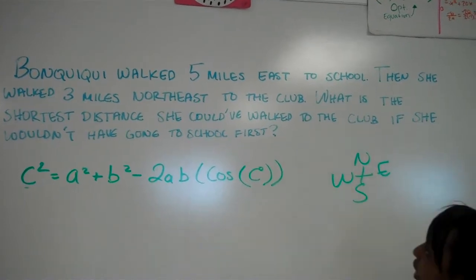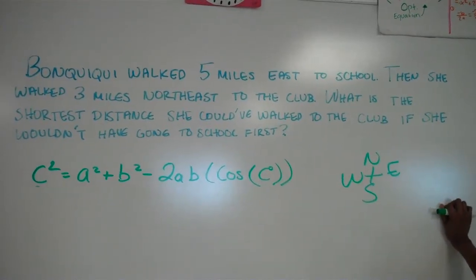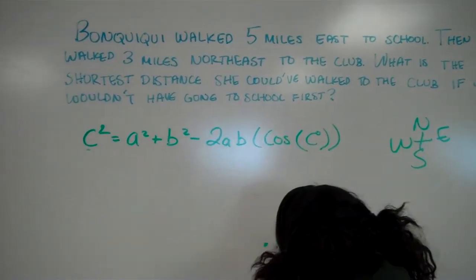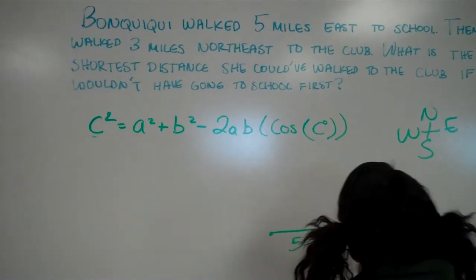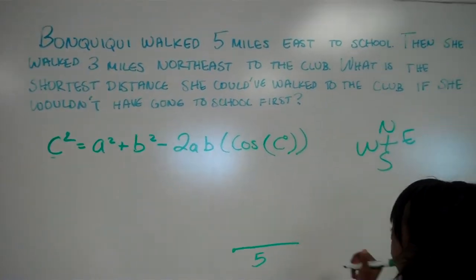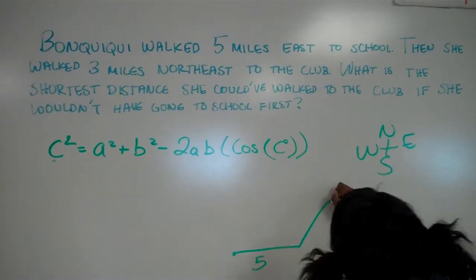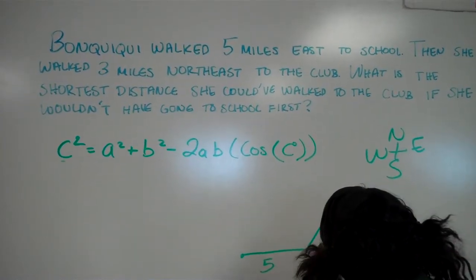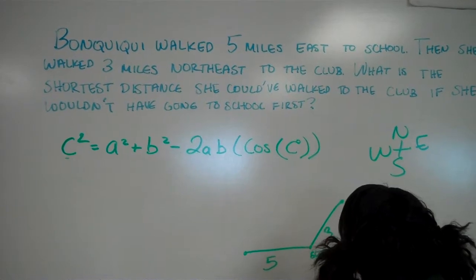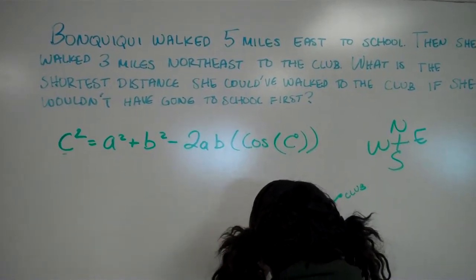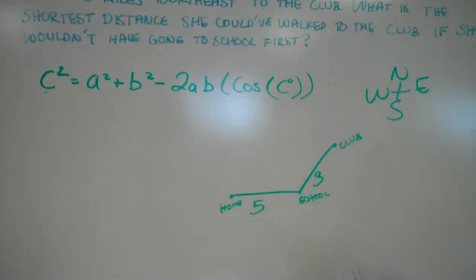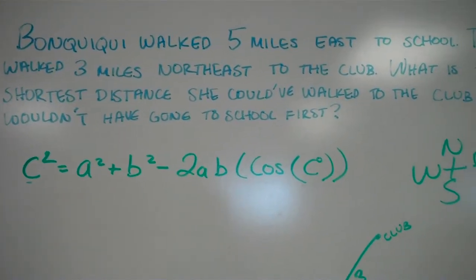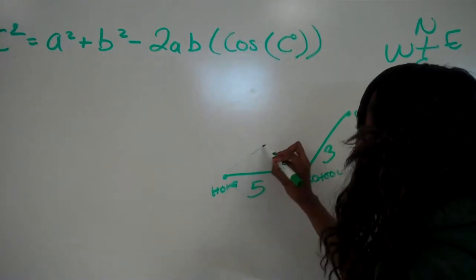So here's the problem. Ronquikwi walked 5 miles east to school. Then she walked 3 miles northeast to the club. This is school. We'll say this is home. So what is the shortest distance she could have walked to the club if she wouldn't have gone to school first? So we're looking for this distance right here.